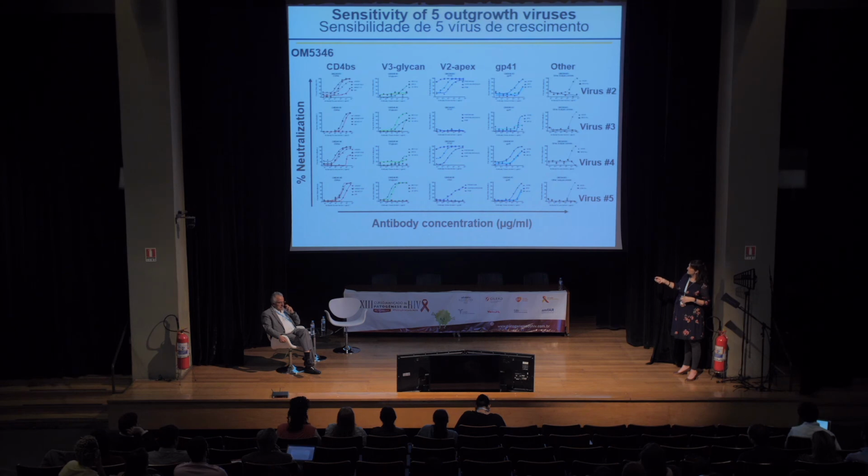This person in general, all their viruses are neutralized by CD4 binding site antibodies. You see a little more diversity in the V3 glycan antibodies and V1V2 antibodies. This virus is completely resistant. This virus is really well neutralized by all 3 antibodies. This virus is somewhat resistant to the V3. This virus is neutralized quite well.